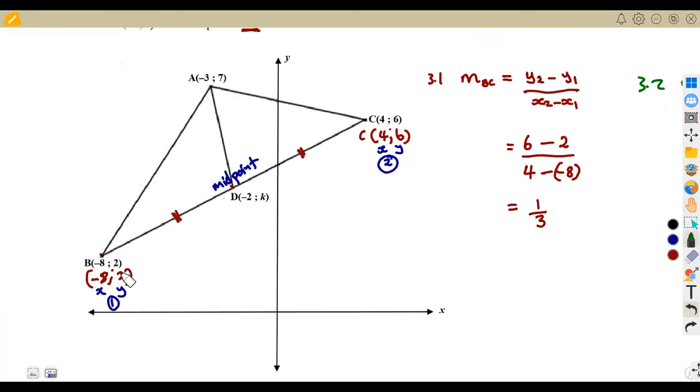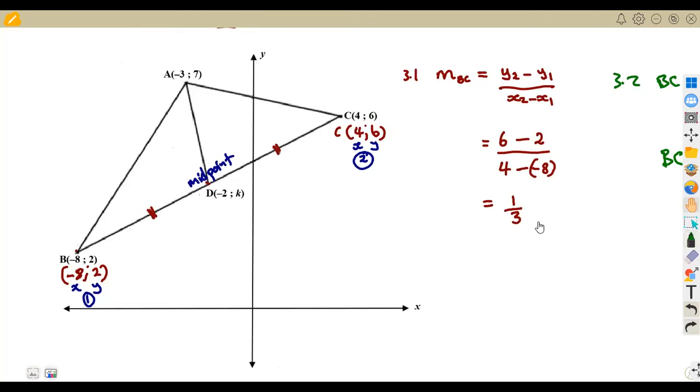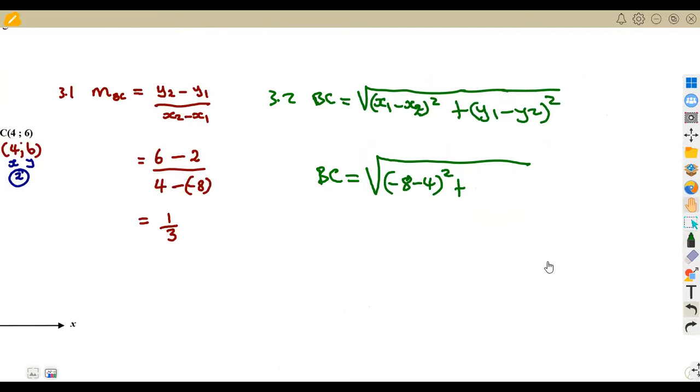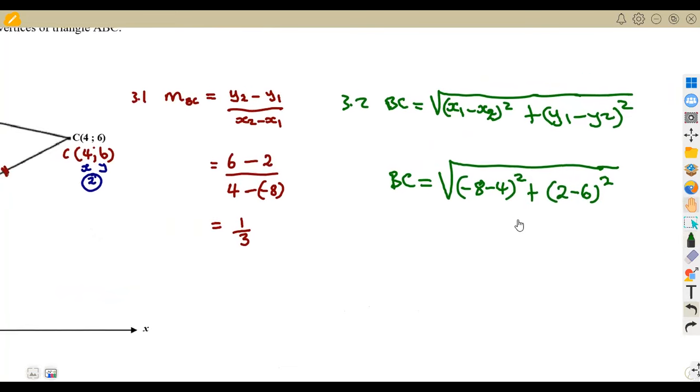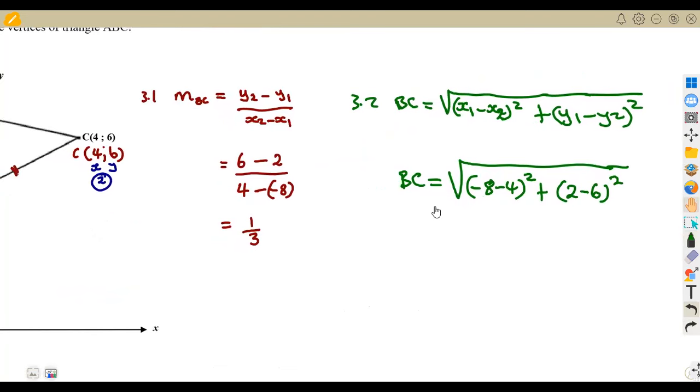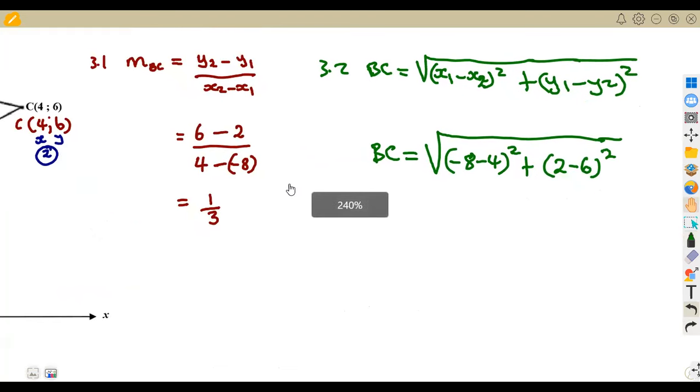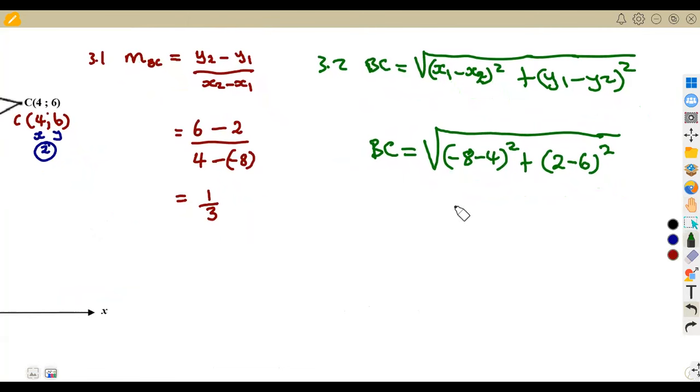The y value from our first point is 2, the y value from our second point is 6. So it's going to be 2 minus 6, to the exponent of 2. There we have our distance, which is the length of BC. That is how you're supposed to determine this.